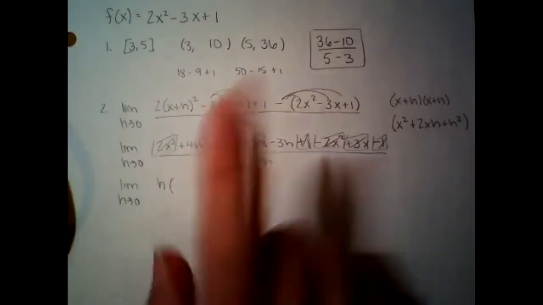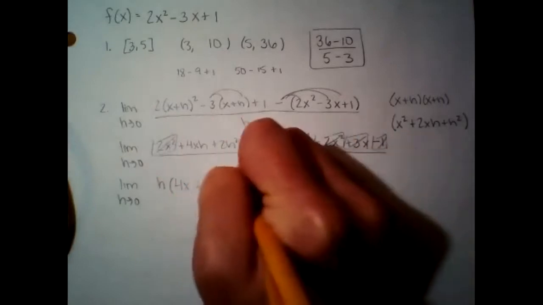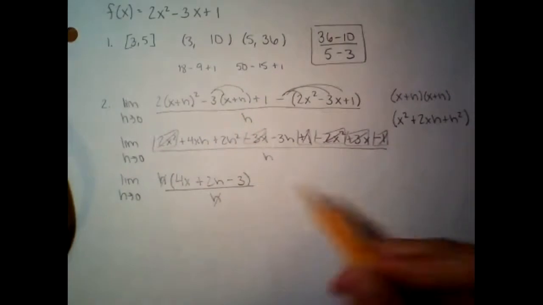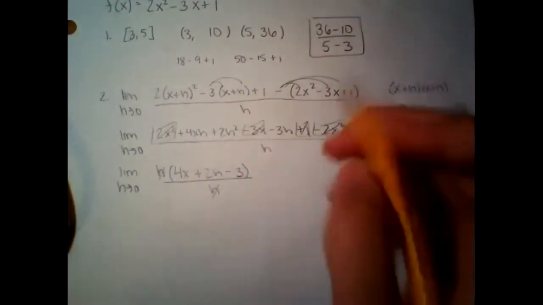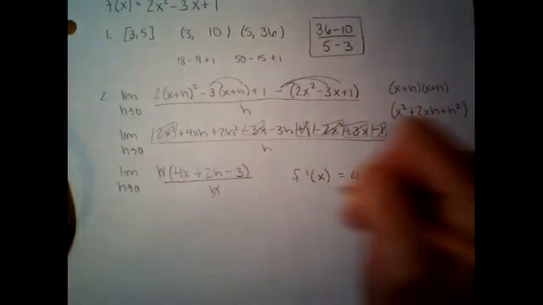When we take out h, we're going to have 4x plus 2h minus 3. And then you're going to plug in 0 for h. So this is going to be gone. And so our derivative is 4x minus 3.